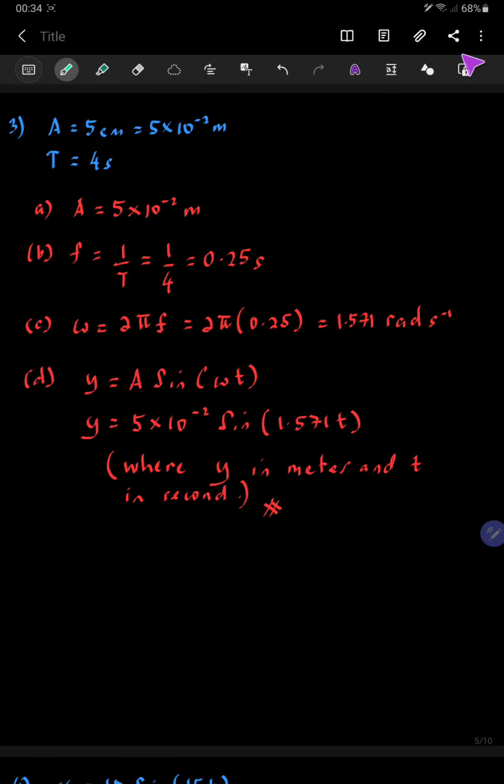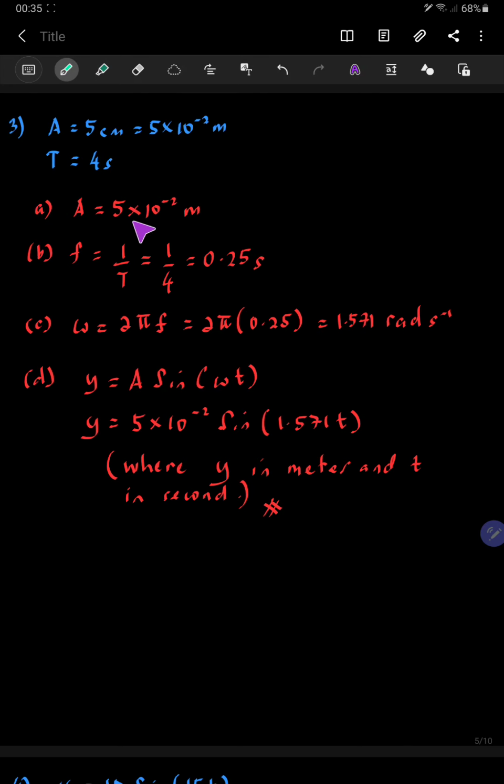Okay, next question number 3. By giving you a graph, the info given here is the amplitude, which is 5 centimeter. So again, we need to convert it to meter. Alright, and then the period. From the graph, you know that the period is 4 seconds. It's not 6, 4 seconds for one complete oscillation. Okay, so they ask you to find the amplitude, the frequency, the angular velocity, and the equation for the simple harmonic motion. So it's quite simple.